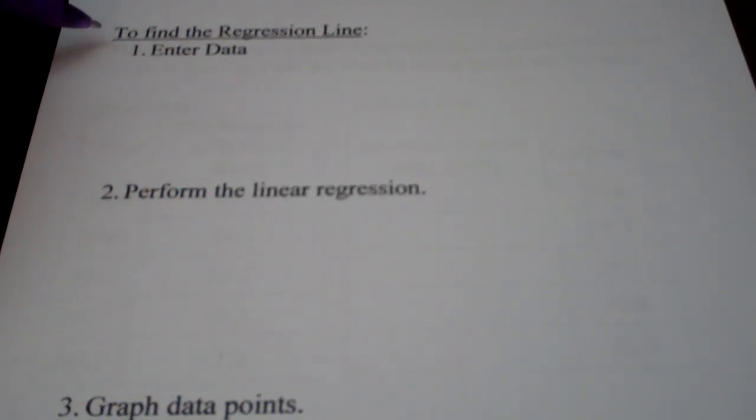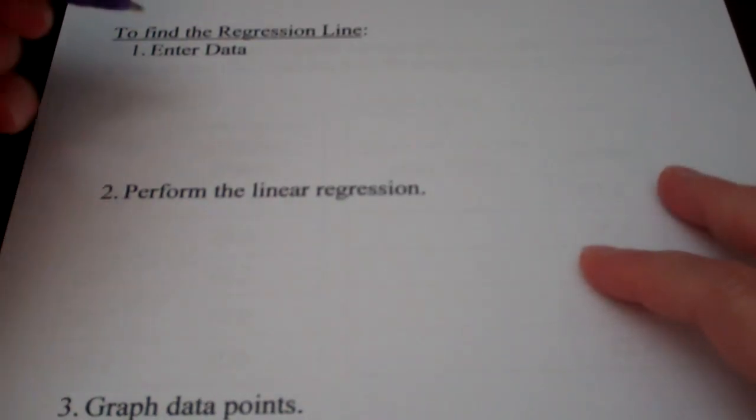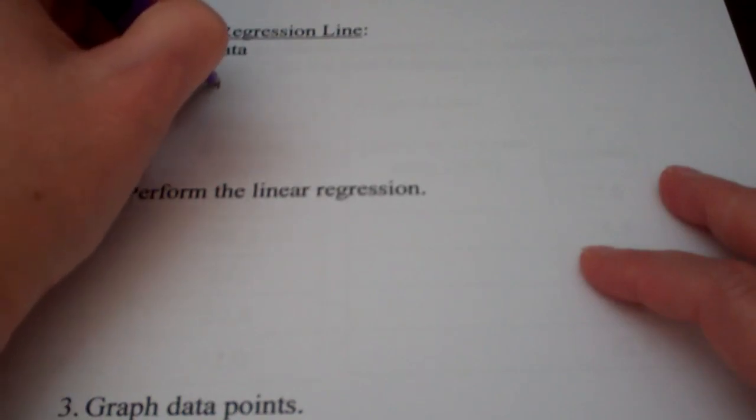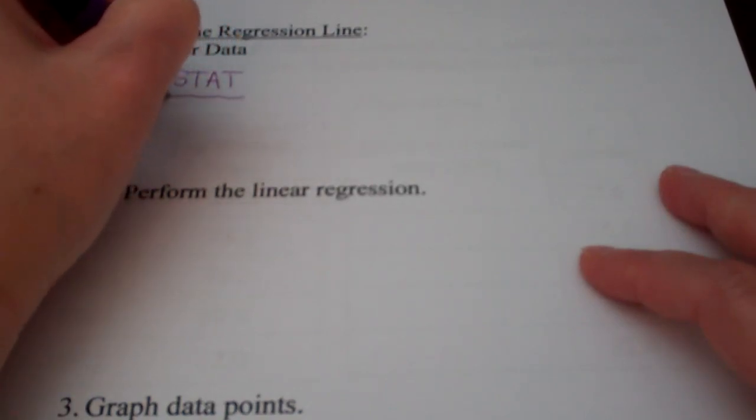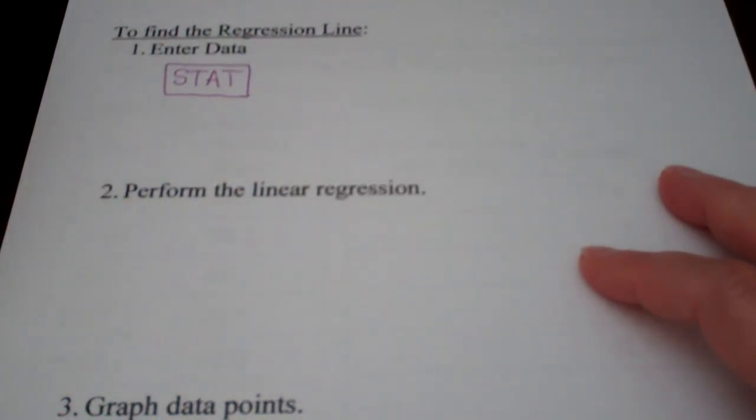To find the regression line, we're going to do two major steps at the beginning here. First, we need to enter the data. So we're going to do an example from the book, but let me just outline the steps here so you can start thinking about how this is going to work. We're going to use the stat key, which is usually in the middle of your calculator. And now I'm referencing a TI-84 or a TI-84 Plus.